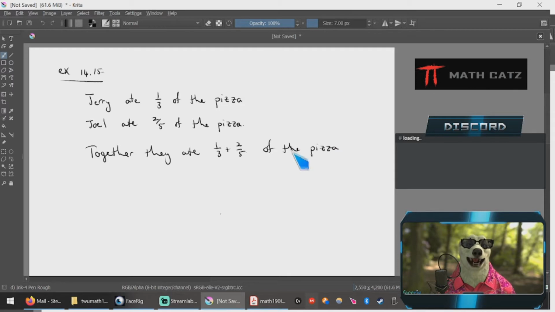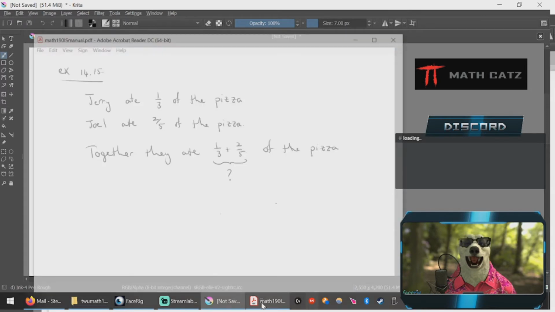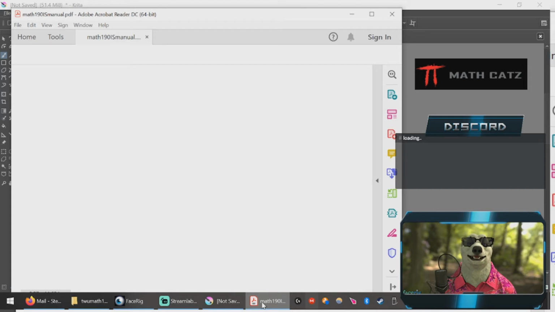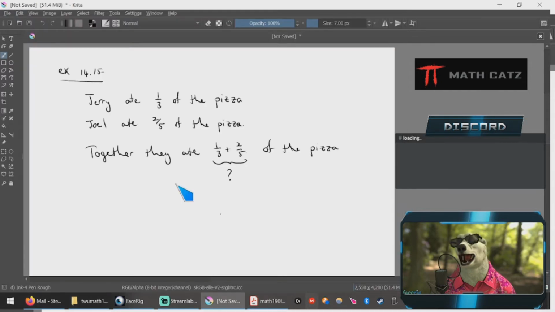Sorry, that H is a little messy. So I need to figure out how much did they eat all together so that I know how much is left of the pizza. So I'm not asking what is the question. I'm not asking what is the answer to this problem. That's never my question. I'm simply trying to understand what has happened and what information does that actually leave me with.